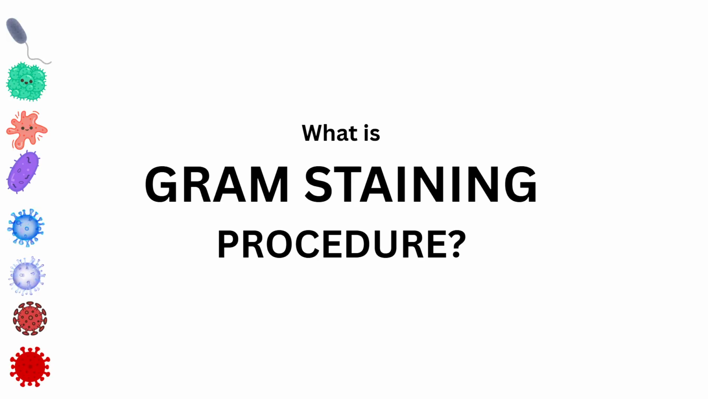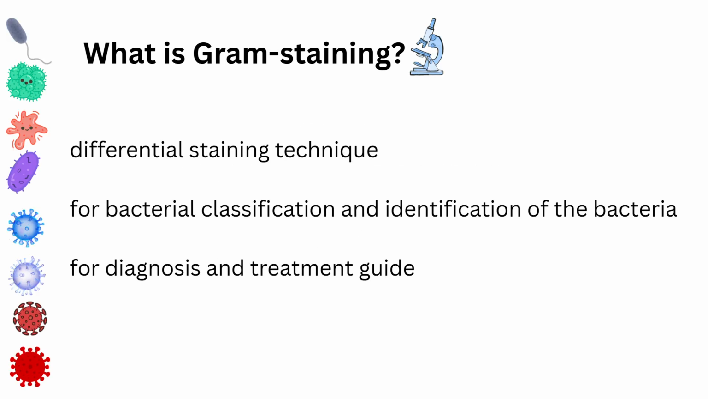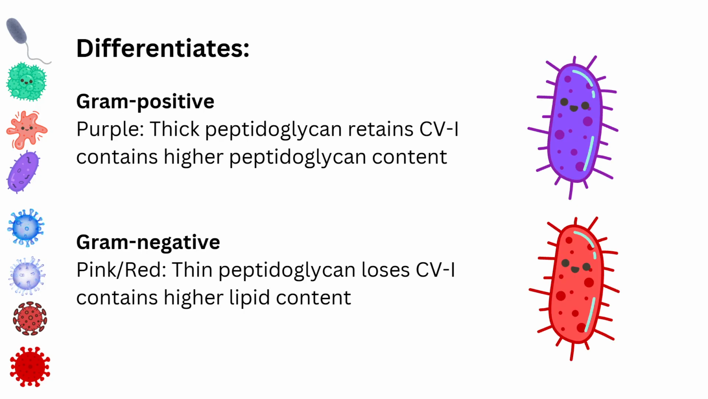What is Gram staining procedure? This is a differential staining technique which is used for bacterial classification and identification of the bacteria, whether it is gram-positive or gram-negative. It is useful for diagnosis and treatment guide.